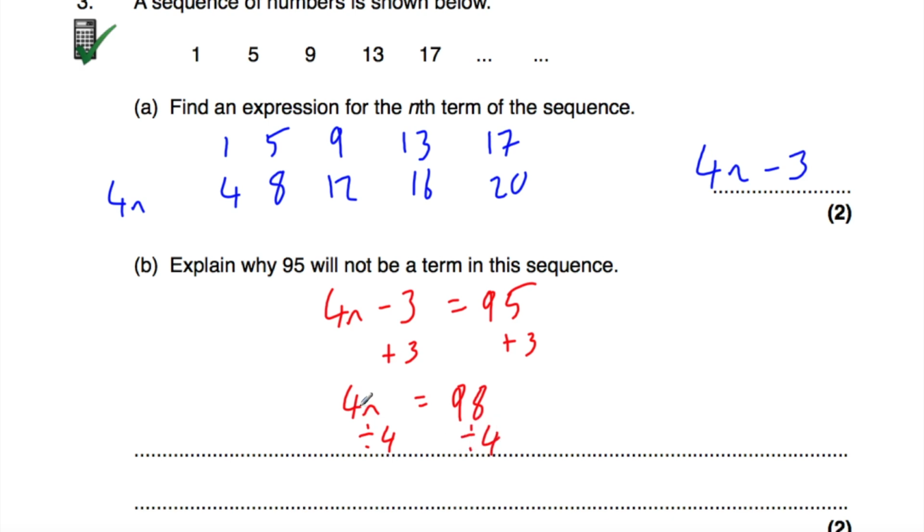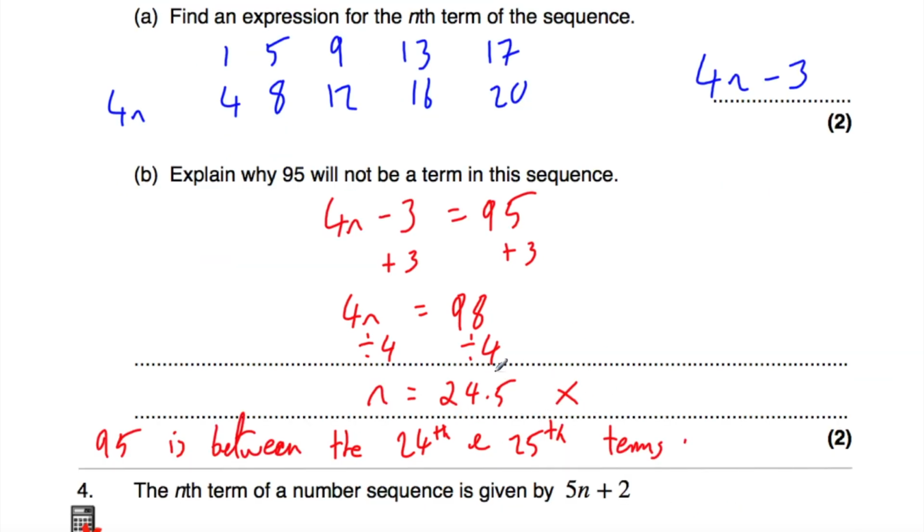On the left-hand side of the equation, we had 4 times n. We're dividing by 4 to get rid of the times by 4, so we're just going to be left with n. And on the right-hand side of the equation, we had 98. We're going to divide that by 4 on our calculator, and we get that's equal to 24.5. So that means that n is equal to 24.5. That means that 95 would be the 24.5th term in the sequence, which isn't possible. It must mean that 95 is in between the 24th term and the 25th term. So let's explain that.